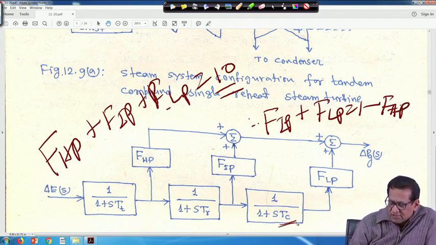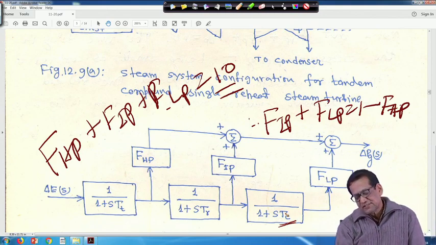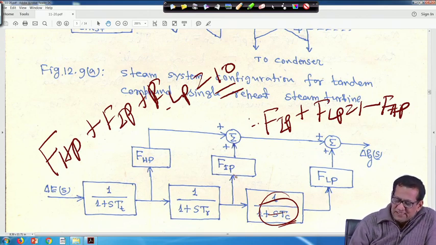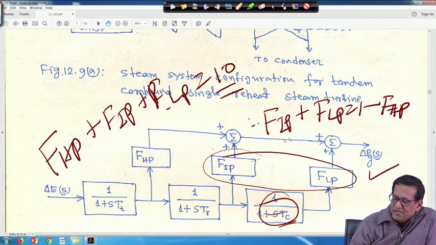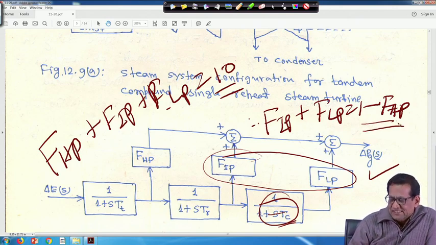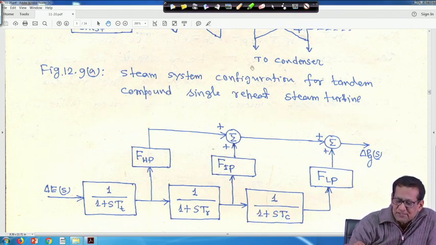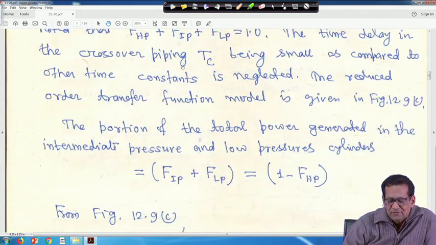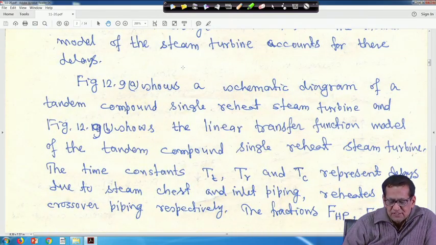Now, this crossover time constant TC is very small, right, so this time constant is neglected. If this is neglected, then it will be FIP plus FLP together, and this is delta PG. Now, FIP plus FLP is equal to 1 minus FHP, right. This is what I am telling you. Now, we will go to the mathematical model development, the transfer function model, right.